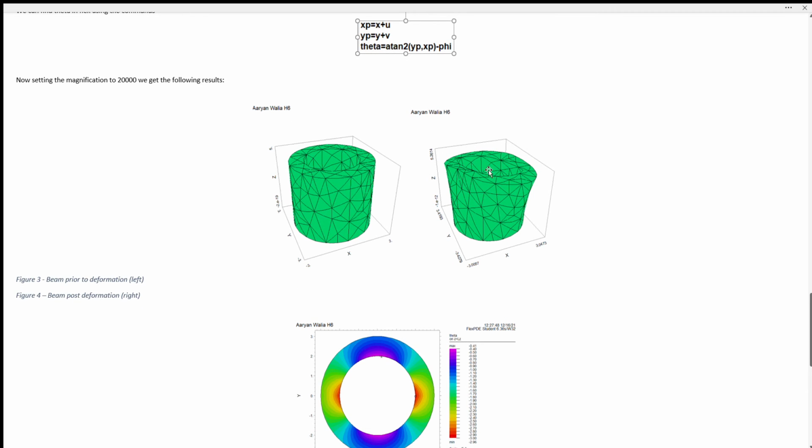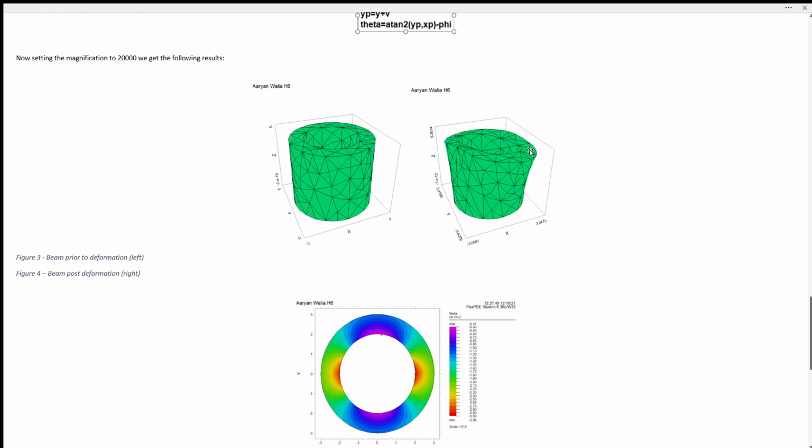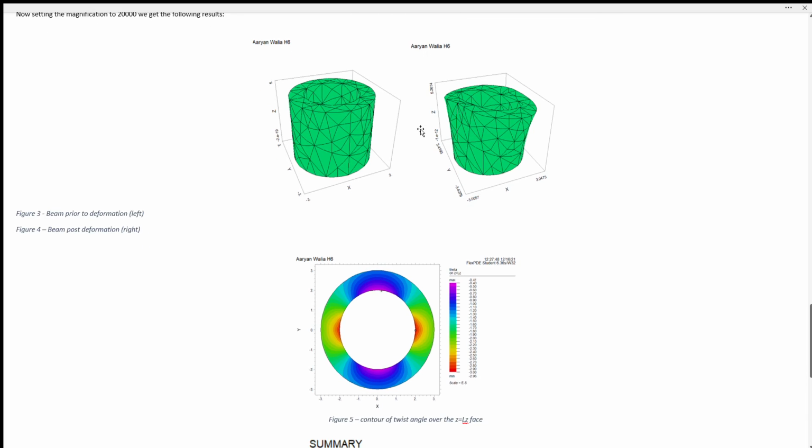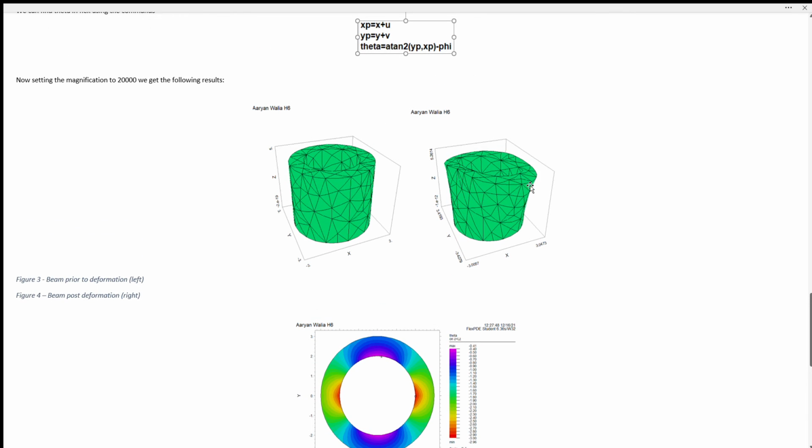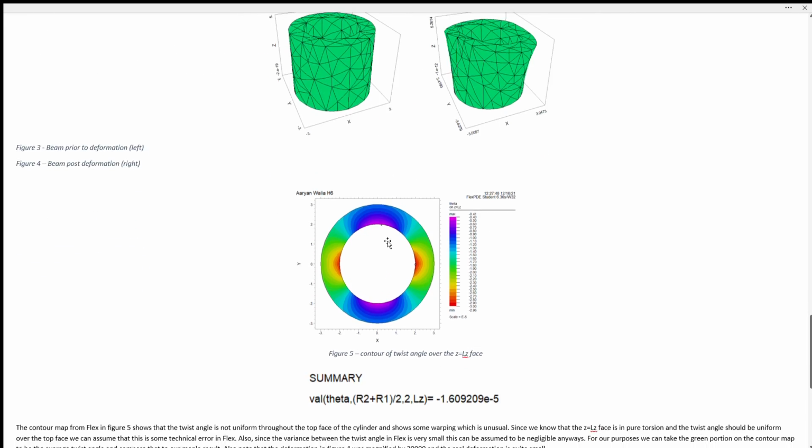So Flex is showing us that there's some warping going on, but it's magnified 20,000 times, so it's almost negligible. And we can see here that it also shows that the twist angle is non-uniform. But when we look at it more closely, we see that this purple part and the red part here vary by a very, very small amount. So we can just ignore that, and we could just take the middle part, so basically the green part here, as the average twist angle.